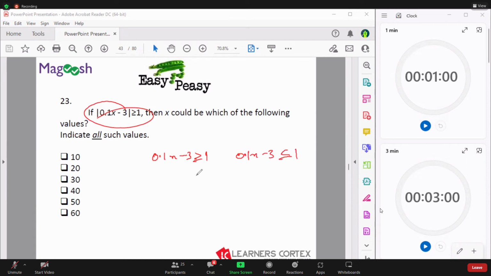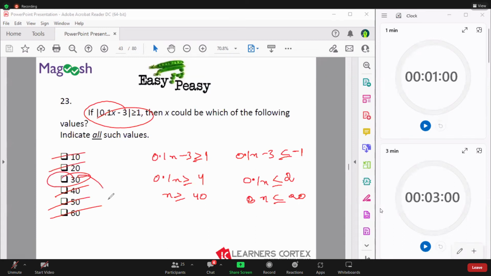Okay, so if it is greater than or equal to 1, 0.1x will be greater than or equal to 4, or x will be greater than or equal to 40. If you divide 4 by 0.1, it will be 40. So 40, 50, 60 will be the answers. And if you do it the other way, this will be less than, sorry, it would be minus 1. Yes, this would be minus 1. This becomes 2. So x will be less than or equal to 20. So 20 and 10. 30 would not come into the picture.